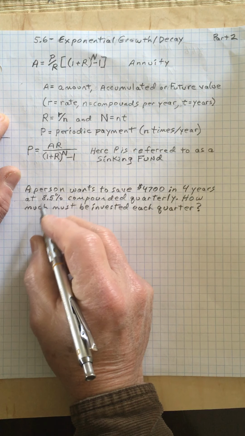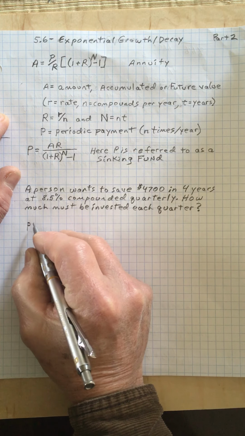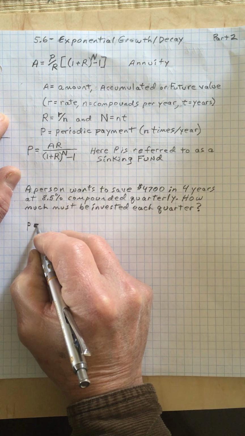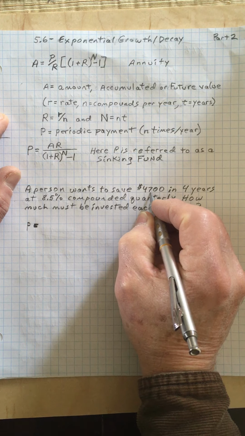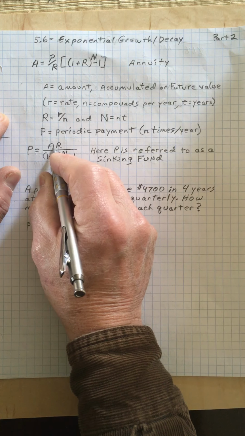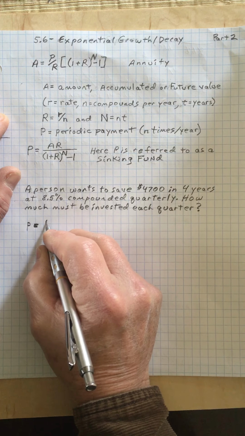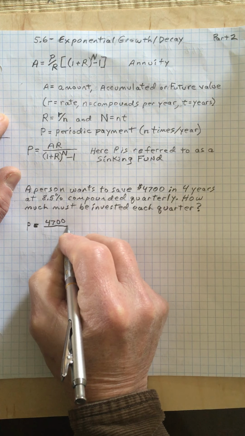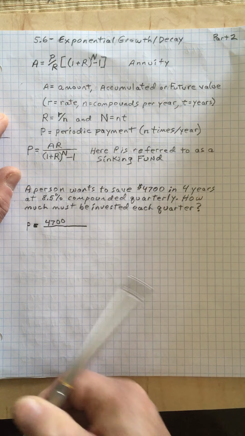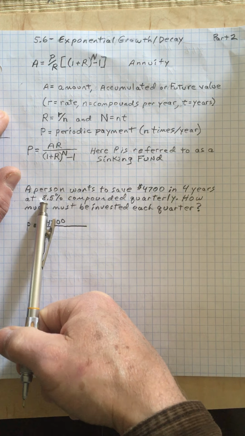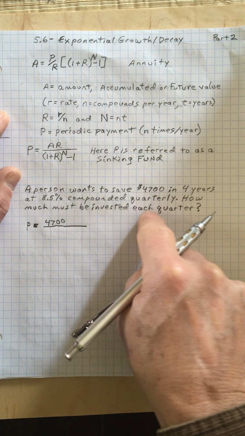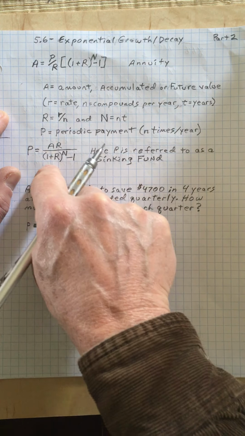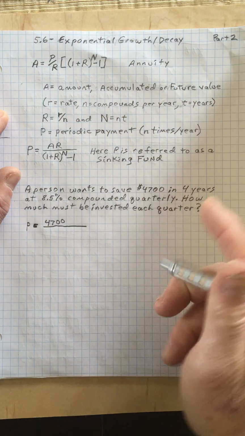So P equals, and what I would like to do is save $4,700. That would be my amount I would like. And I want to do that in 4 years at 8.5%. But again, you don't see years, you don't see the quarterly compound or the rate in this formula. So we got to go do this.